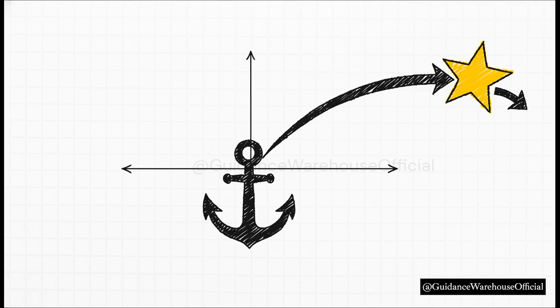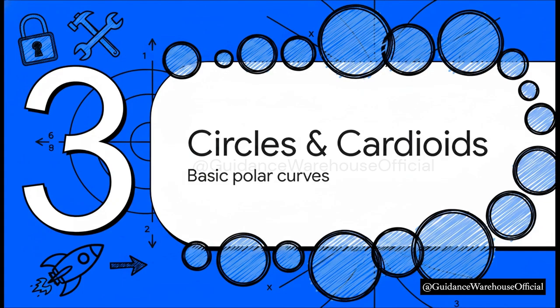To find this maximum distance, you just look for the exact angle where your sine or cosine function peaks at exactly 1 or -1. This tells you exactly how far out into space your planet, or your graph, is going to stretch. Okay, section 3, circles and cardioids.